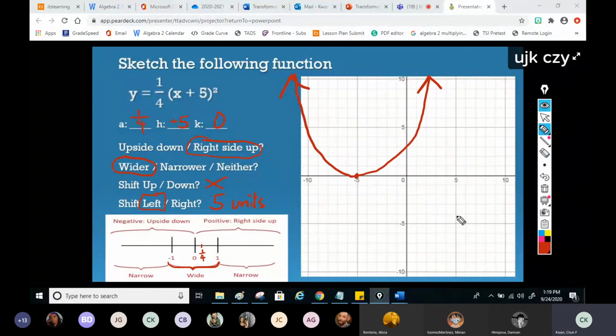All right, so the graph is going to be right side up, so it looks like a letter U. And then make sure that it is slightly wide. So go ahead and copy this down in your notebook.